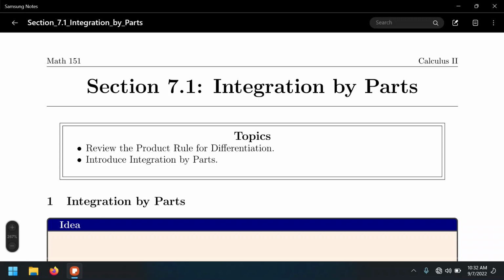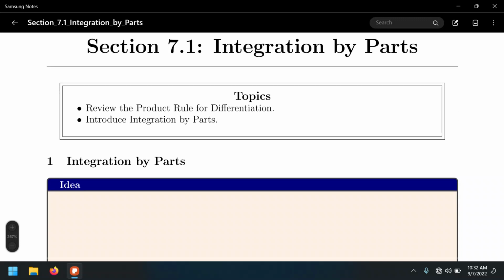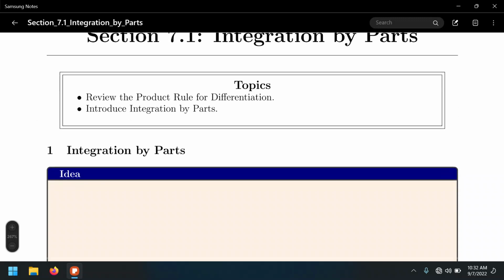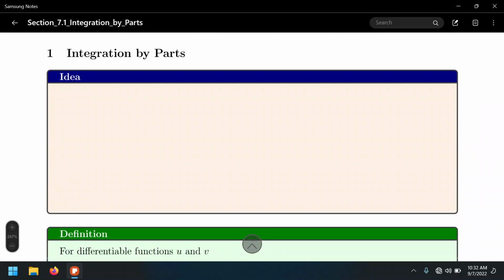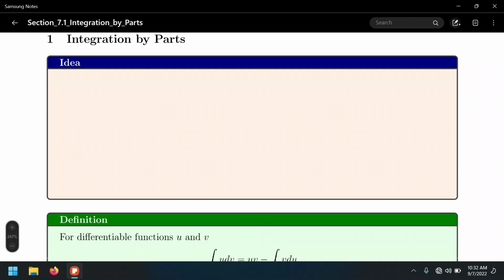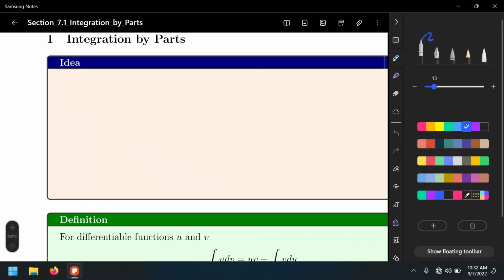Maybe the one that you did in Calc 1 is the u substitution method. That's the only one that you might have covered. So we will take it from there and discuss the integration by parts method. I could just give you the formula and solve a few problems, but it's important to consider where this formula is coming from.